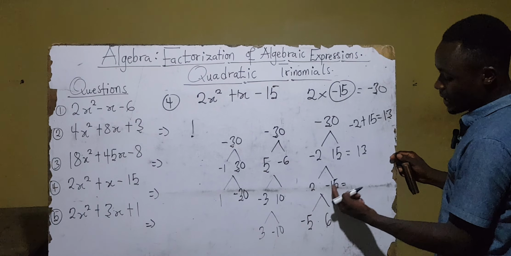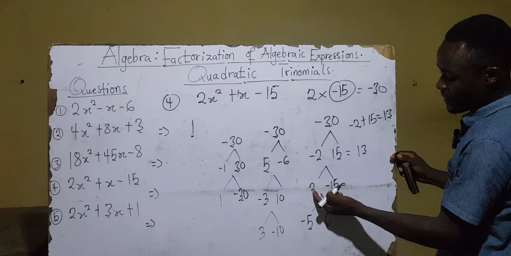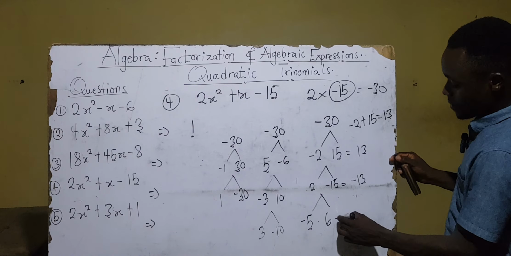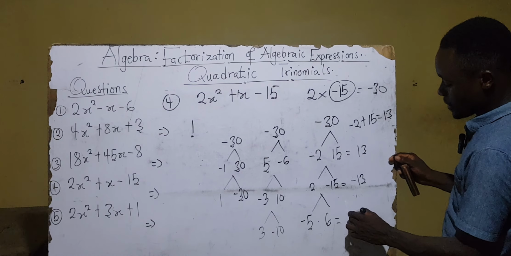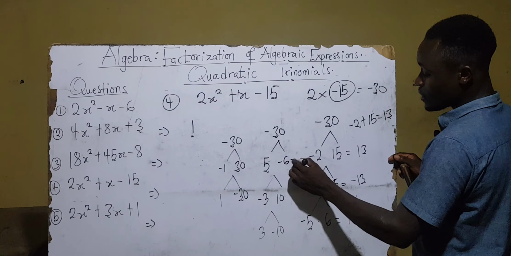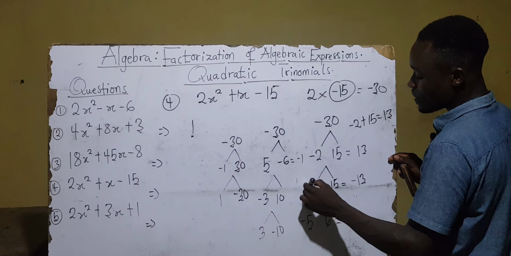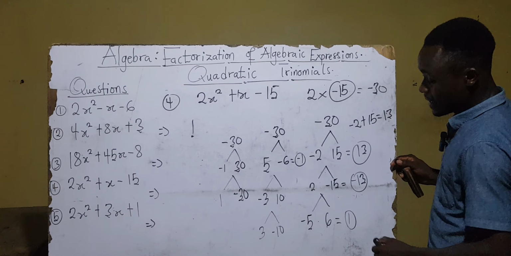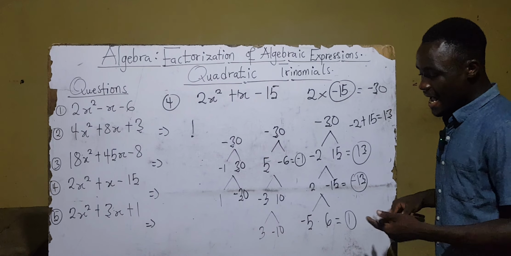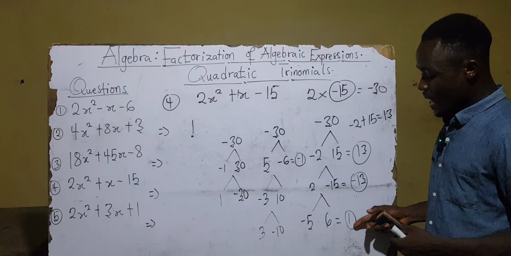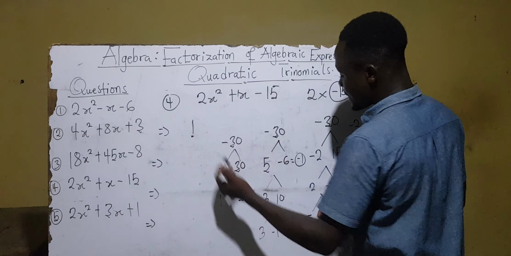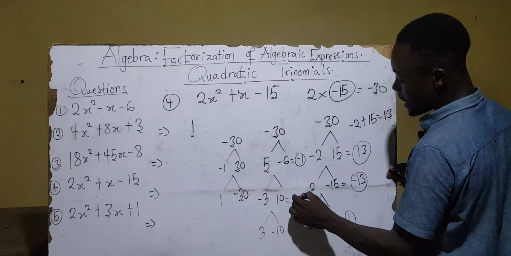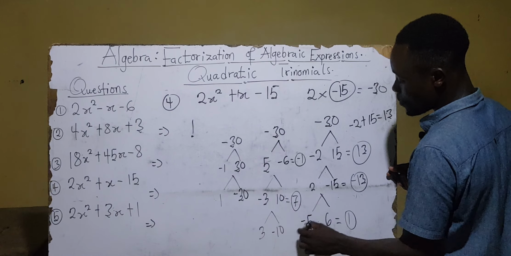This one, 2 plus negative 15. When we add this, we are going to get negative 13, and this one will not work. What about negative 5 plus 6? This one gives us positive 1. This one, when we add it, we are going to get negative 1. We are adding to check which one will give us the result we need, that's why we are adding. So negative 3 plus 10 gives us positive 7, and this one too will not work.